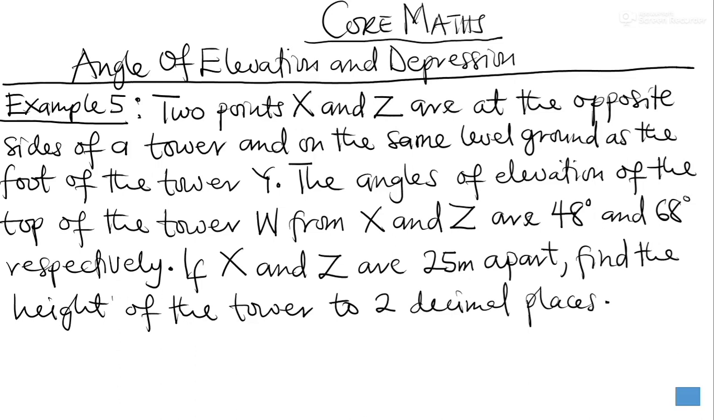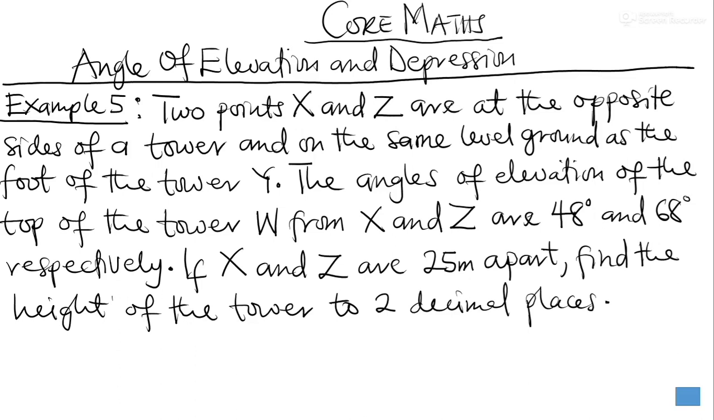Two points, X and Z, are on opposite sides of a tower and on the same level ground as the foot of the tower, Y. The angles of elevation of the top of the tower, W, from X and Z are 48 degrees and 68 degrees respectively. If X and Z are 25 meters apart, find the height of the tower to 2 decimal places.